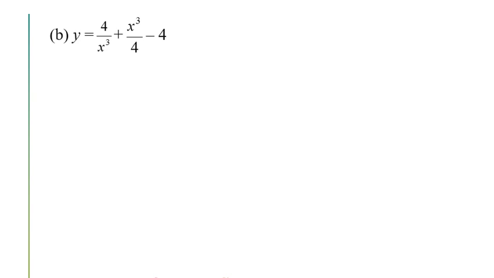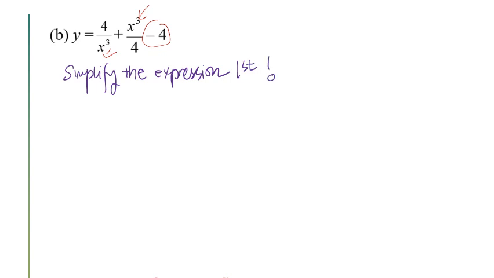So let's look at this question. We're going to simplify each term where appropriate. For example, -4, there's nothing to simplify. This one, you can write it as 1/4 x to the power 3. This one, we can write it as 4x to the power -3. So let's do that first. Then let's differentiate.